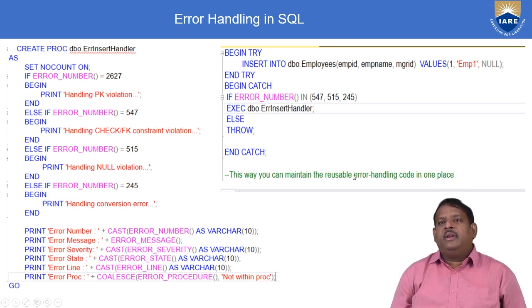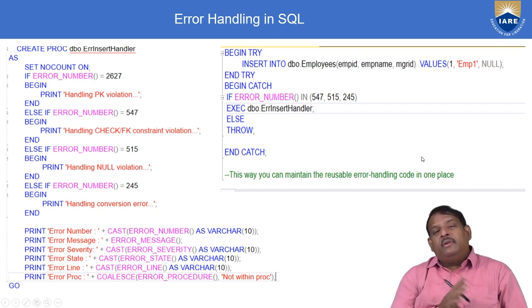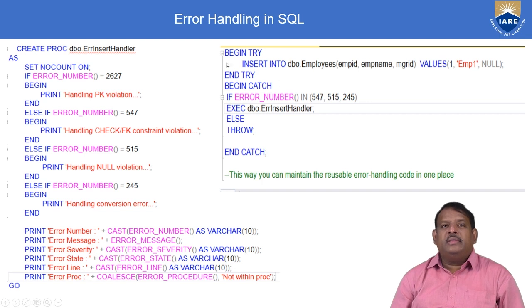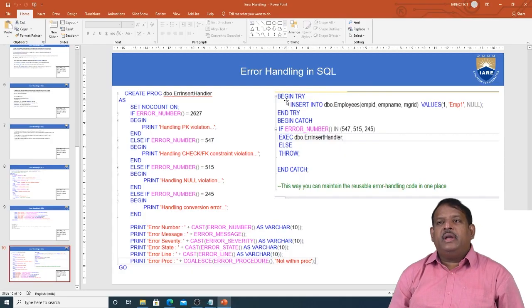This way, you can maintain the reusable error handling code in one place. That means you write it in one place and you can use it wherever you want. Instead of writing the same set of lines of code 100 times, you make it a procedure and call this procedure wherever you want. Okay? Thank you. This completes the error handling in SQL Server.